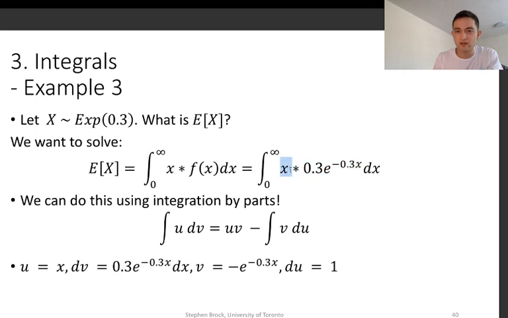Well, this right here is simplified when you take the derivative with respect to x because this just becomes 1, right? Whereas this term right here will actually become more complex, because when you take the derivative of an exponential function, you don't actually get rid of any of the x's. So we're going to assign u equal to x and dv equal to 0.3 e to the negative 0.3x dx.